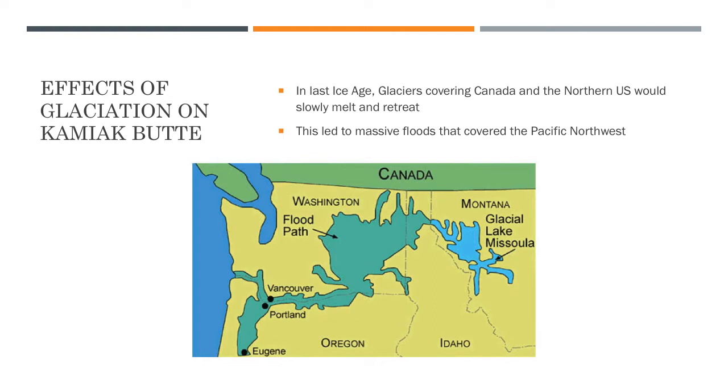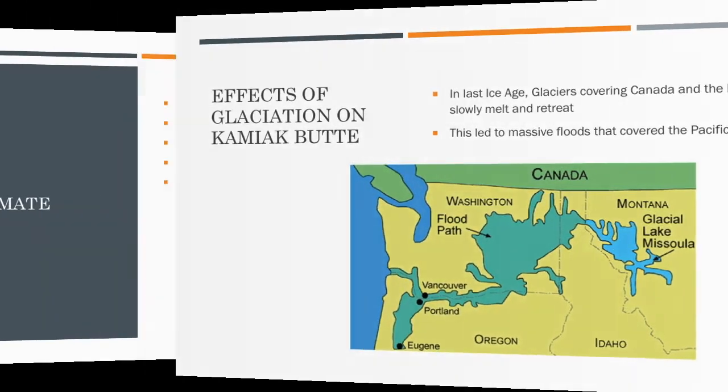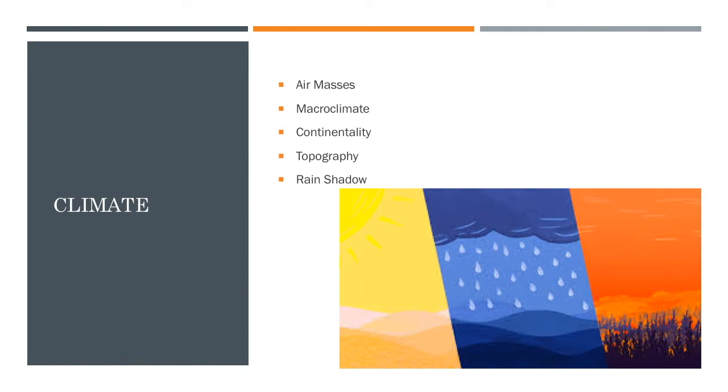In the last ice age, glaciers covered most of Canada and down into the northern United States. As the planet started to warm, these glaciers would slowly melt and retreat, causing massive floods to cover the Pacific Northwest. The climate of Kamiak Butte is affected by air masses, the macroclimate, continentality, topography, and a rain shadow effect.